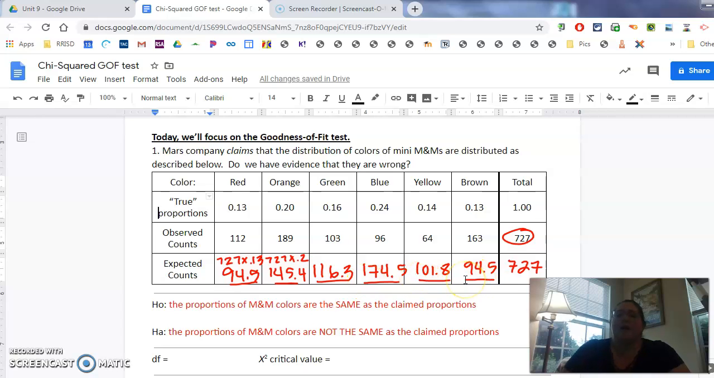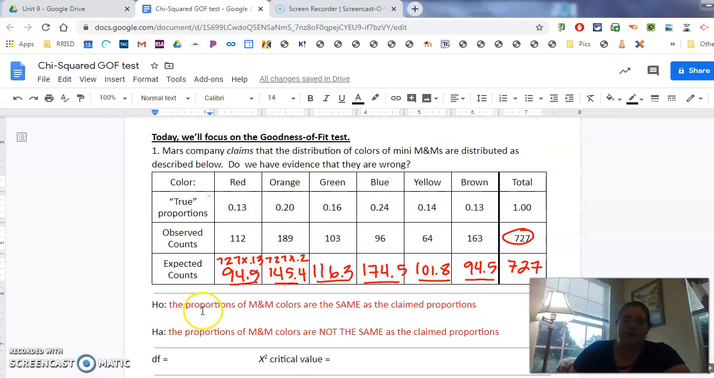And what we're measuring with a chi-squared test is how far off the observed counts are from these expected counts. So real quick with our hypothesis statements, the null hypothesis is that the M&M colors are the same as the claimed proportions. And then our alternate hypothesis is that the proportions of M&M colors are not the same. So null is always that things are the same, nothing's changed, nothing's different, nothing's weird. And your alternate is basically that there's some kind of change. So the colors are not proportioned the way that the M&M's company says that they are.